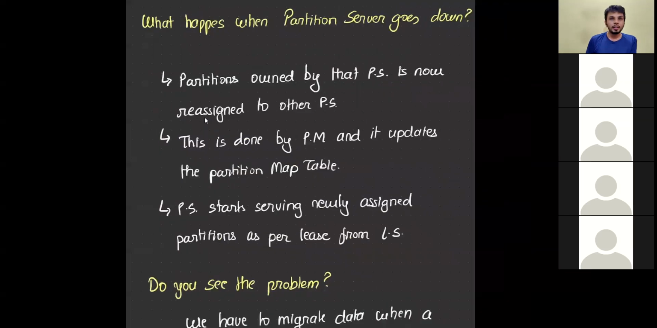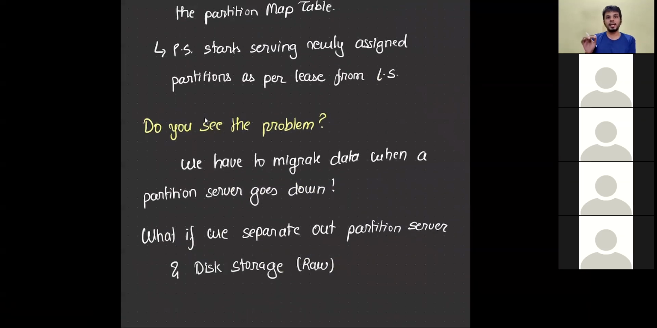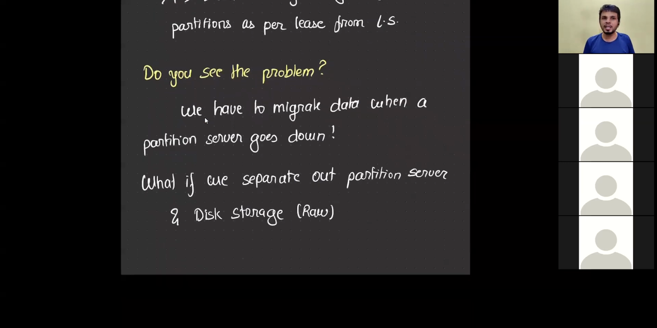Now here is the problem. Our partition server was also storing the data, which means if my partition server goes down, I would have to somehow migrate the data. But if that machine crashed, my data is lost. I cannot do migration if my machine crashed, my hard disk crashed, or something bad happened. So that is typically not a great idea.